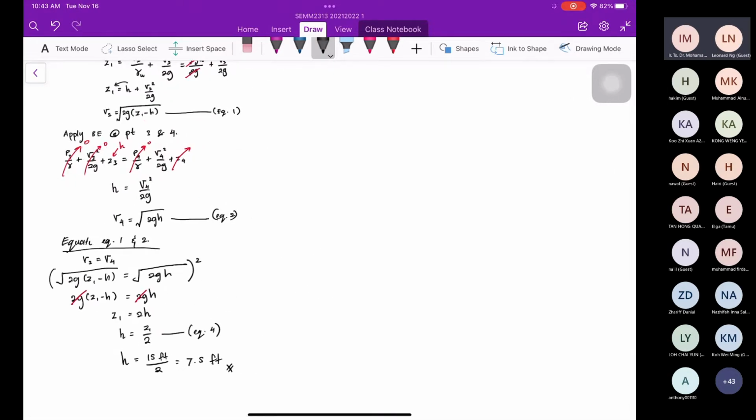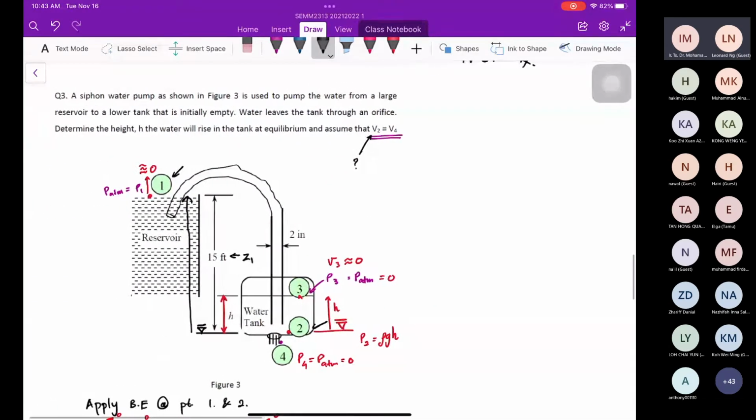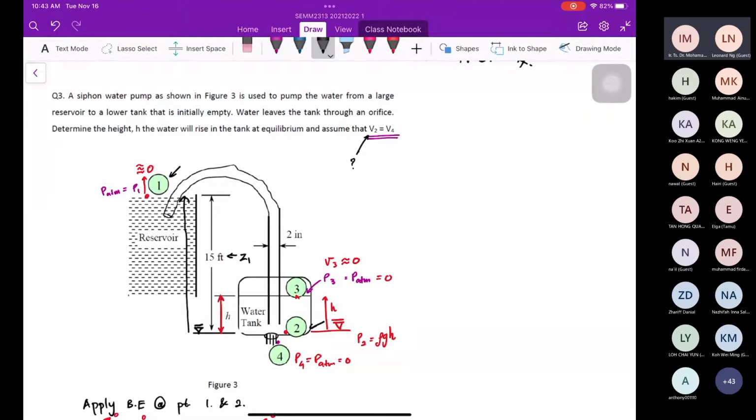Doctor, why at the point 4 the P is equal to PATM? Which one? Point 4. P4? Yeah, P4, why is it equal to PATM? Okay, you can see here, a siphon water pump as shown in figure 3 is used to pump the water from a large reservoir. The water leaves the tank through an orifice. This is the orifice.